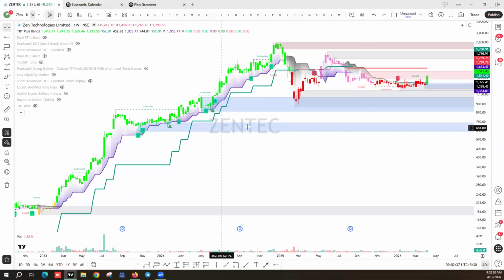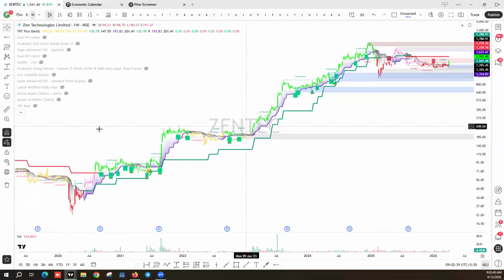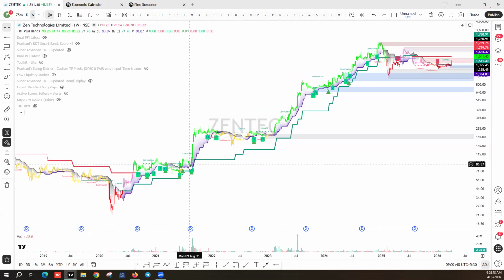Zentech. What is seen in Zentech? You can notice when it turned green, it is above bearish bias, it is above bullish bias, so it is above everything. Then it went sideways even after that, and then the next breakout happened, and prices have gone up like crazy. So this is around 85, and this is around 1300.